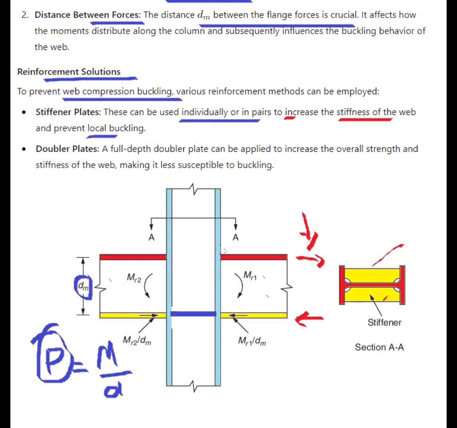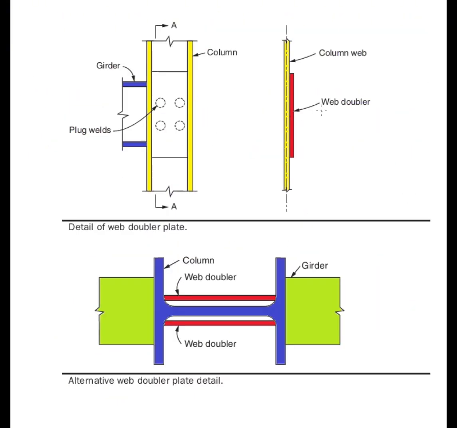Doubler plates. We can use doubler plates also. A full depth doubler plate can be applied to increase the overall strength and stiffness of the web, making it less susceptible to buckling. Here you can see this web doubler plate. Like this, we can add additional web doublers. It can reinforce this web and it can take these compression forces.